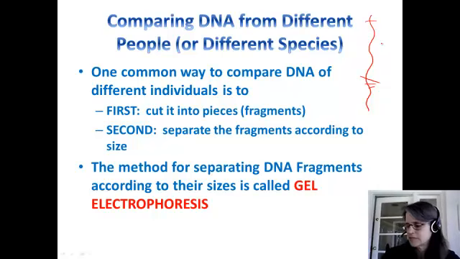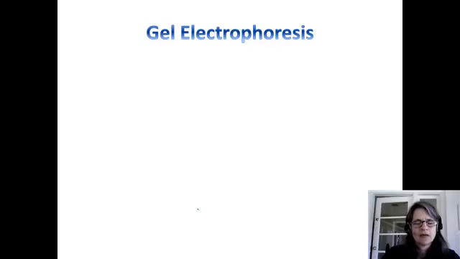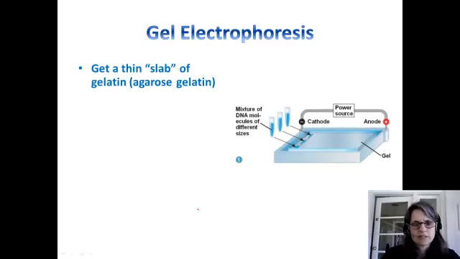And the way we would do this is by using a technique called gel electrophoresis, okay? Gel electrophoresis works like this, and we will be doing this in the lab, okay? You will get a slab of gelatin. It's a lot like Jell-O. It's agarose gelatin. It's lab grade. It's reasonably pure.